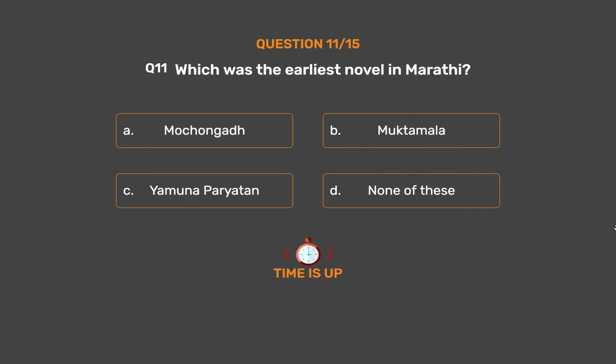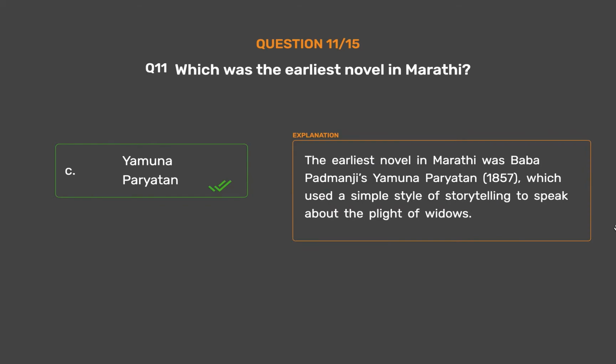The correct answer is option C. Yamuna Paryatan. The earliest novel in Marathi was Baba Padmanji's Yamuna Paryatan, 1857, which used a simple style of storytelling to speak about the plight of widows.